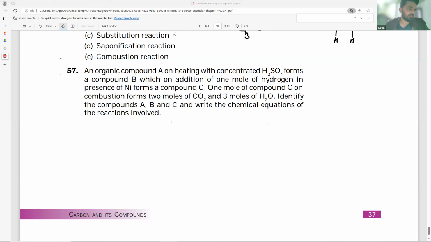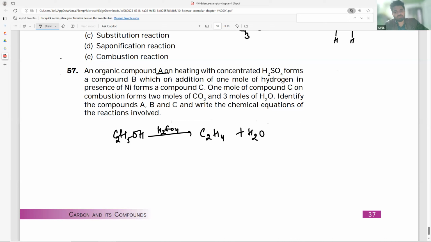Done. Yes, sir. What's the answer? Tell me, what is A? Ethanol, C2H5OH. When it is treated with concentrated H2SO4, it will give you CH2=CH2, that is C2H4, plus water. This is the B compound, this is the A compound. Now, when this B compound is treated with hydrogen in the presence of nickel, palladium or platinum, what will it give you?